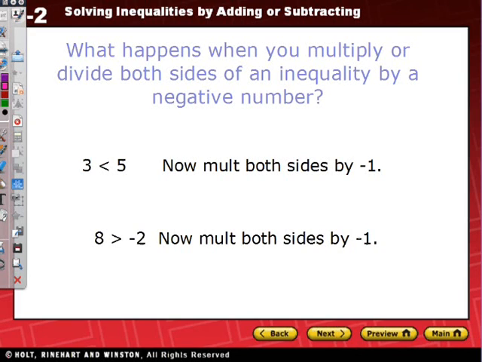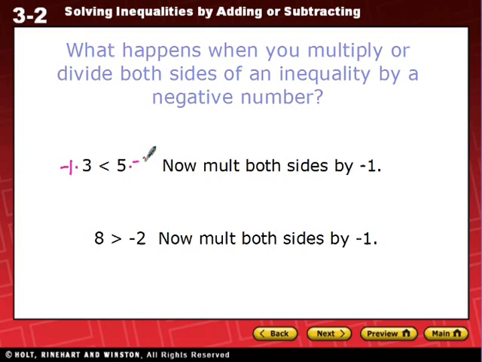and multiply both sides by negative 1. So that gives us then negative 3 is less than negative 5. Okay. Not sure if that's true or not. We'll come back to that in a second. Right, and we're going to do this one too. We're going to multiply this one by negative 1. Right, and we get negative 8 is greater than 2.